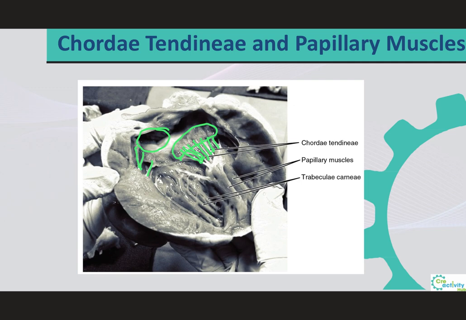Now the trabeculae carneae are these elevations of the muscle wall inside the chambers of the heart. So these projections are called trabeculae carneae.